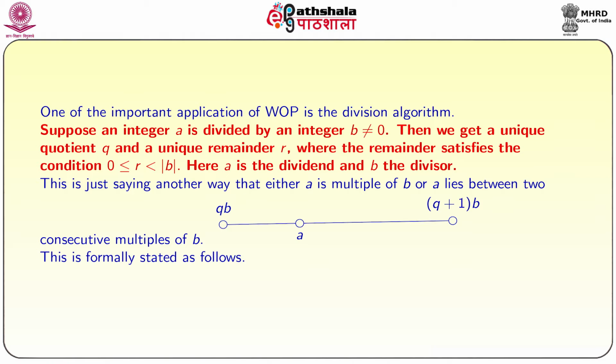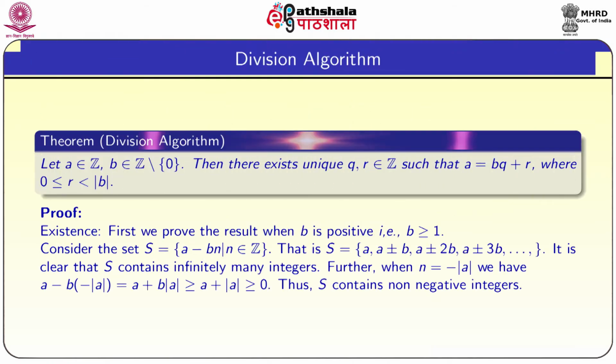This is formally stated as follows, known as the division algorithm. Let a belong to Z, b belong to Z minus 0, that means we are not allowing b to be 0. It is because in the definition of division, 0 does not divide any integer. Then there exist integers q, r belonging to Z such that a is equal to b q plus r, where 0 is less than or equal to r is less than mod b.